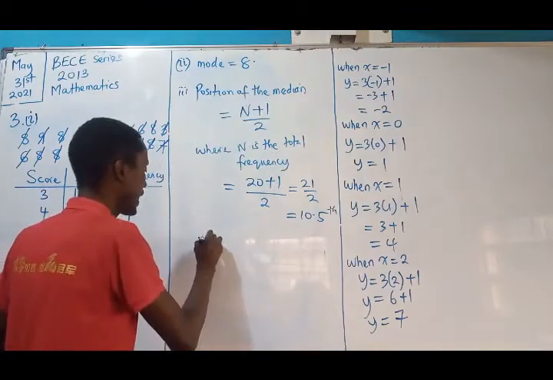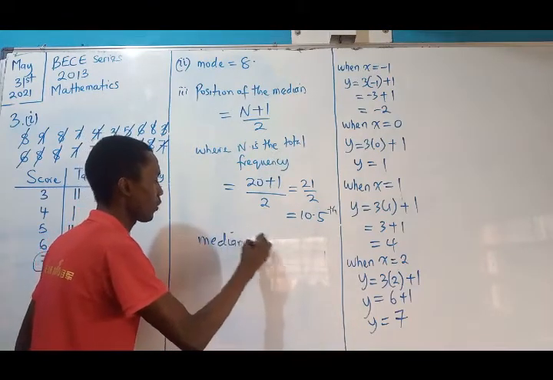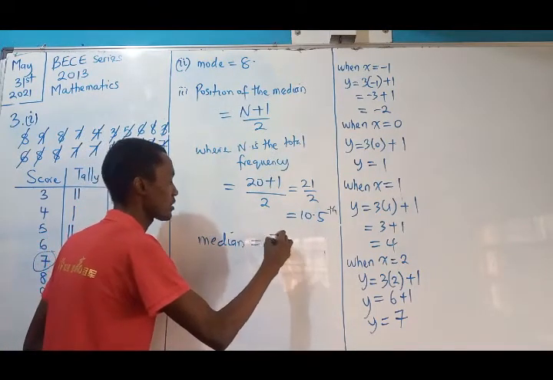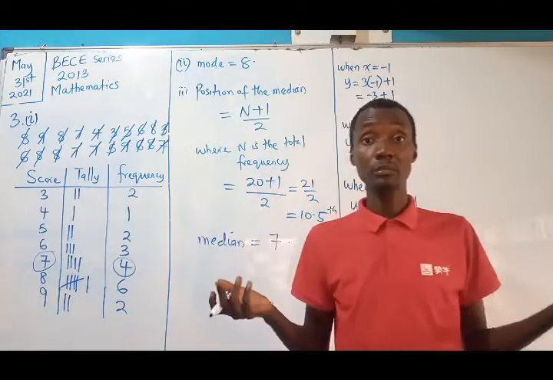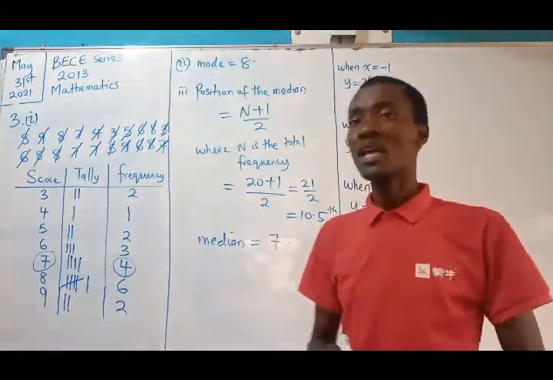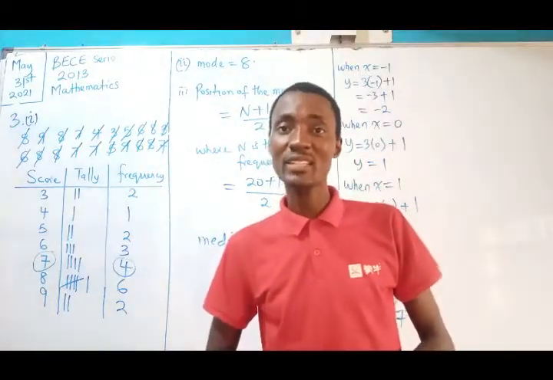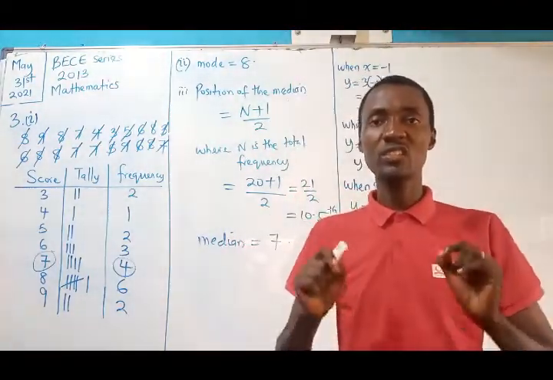So the median will now be equal to 7. Hope I'm right with that. 7. So you have done that. That's the median. Median becomes 7.